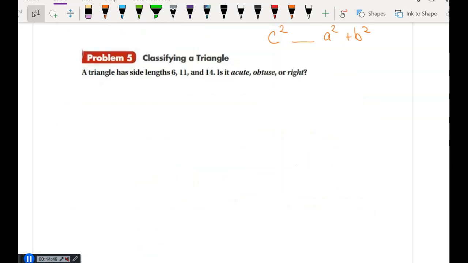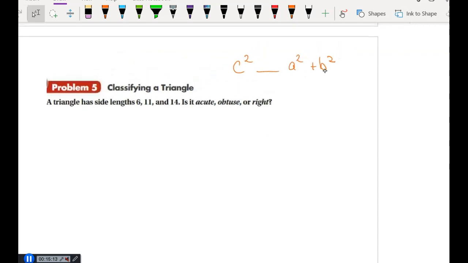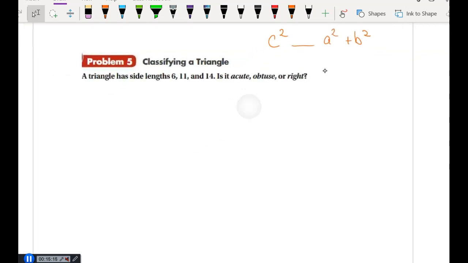Okay, let's take a look and see if we can classify this triangle. A triangle has side lengths of 6, 11, and 14. It wants to know if it's acute, obtuse, or right. First of all, the first thing I have to be able to identify is my C value, or my hypotenuse value. What is it? It is 14. So 14 squared.